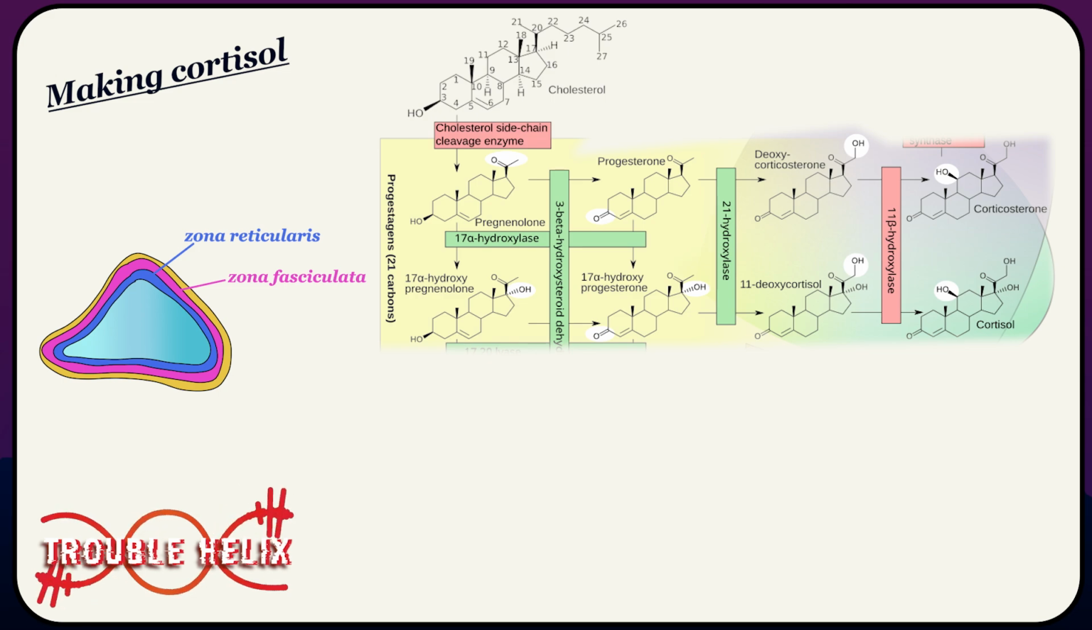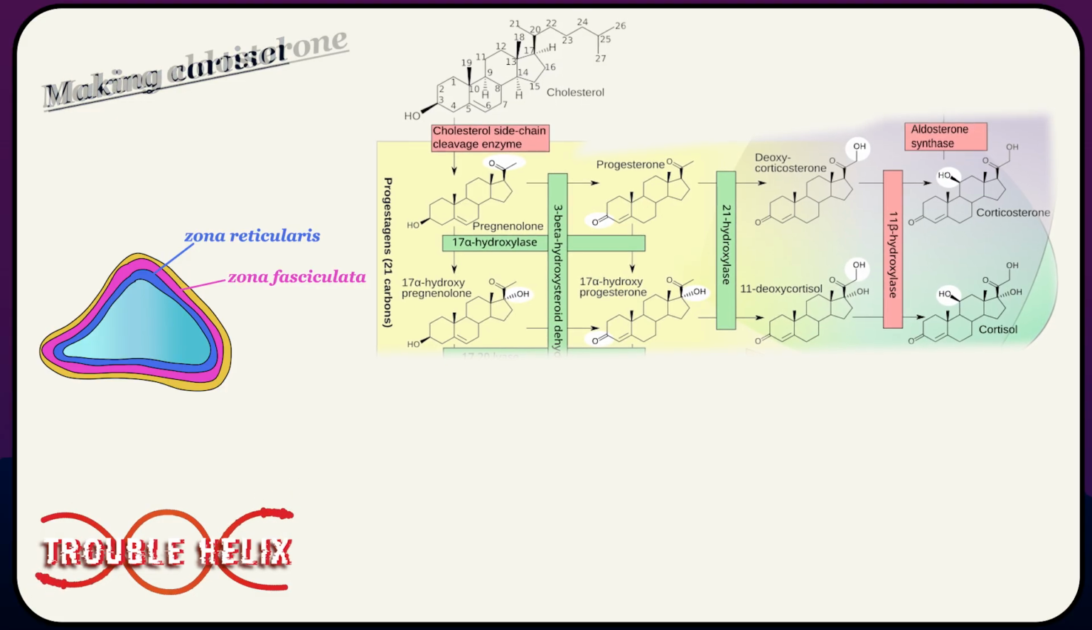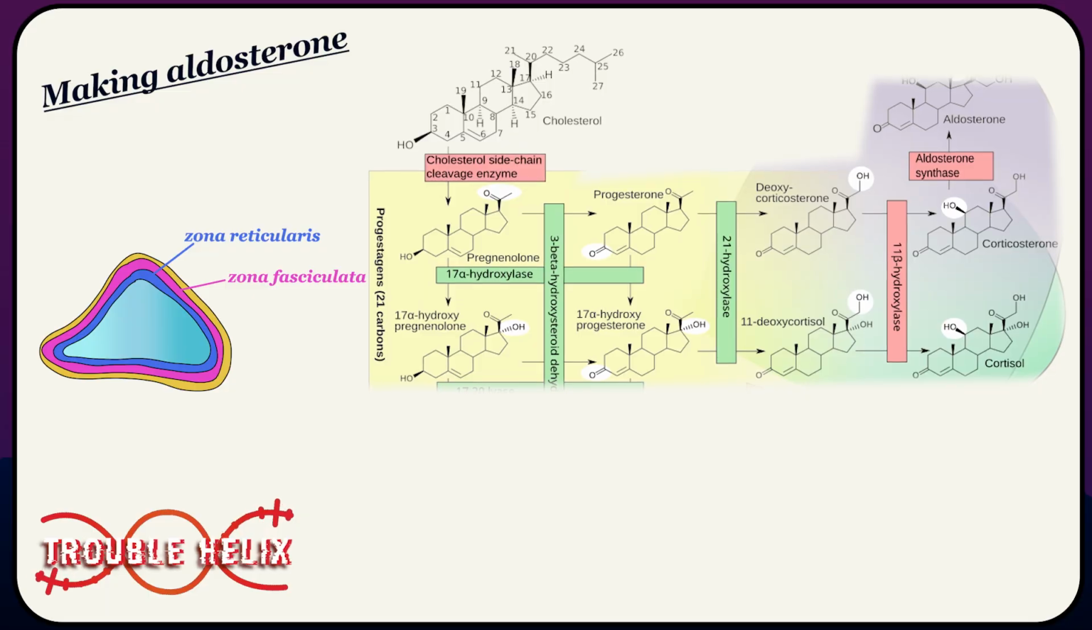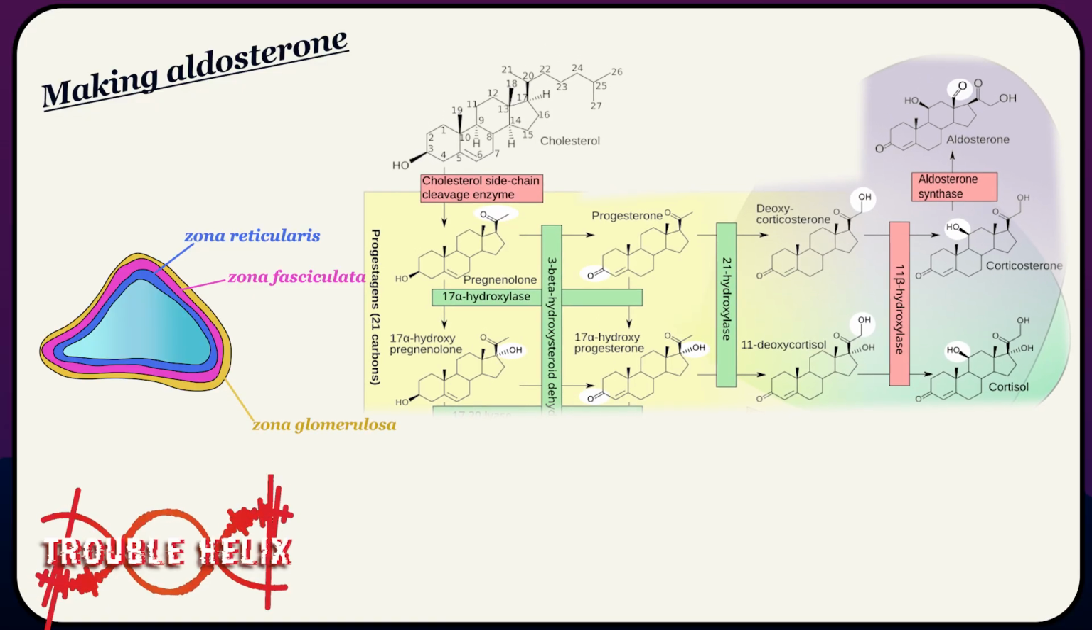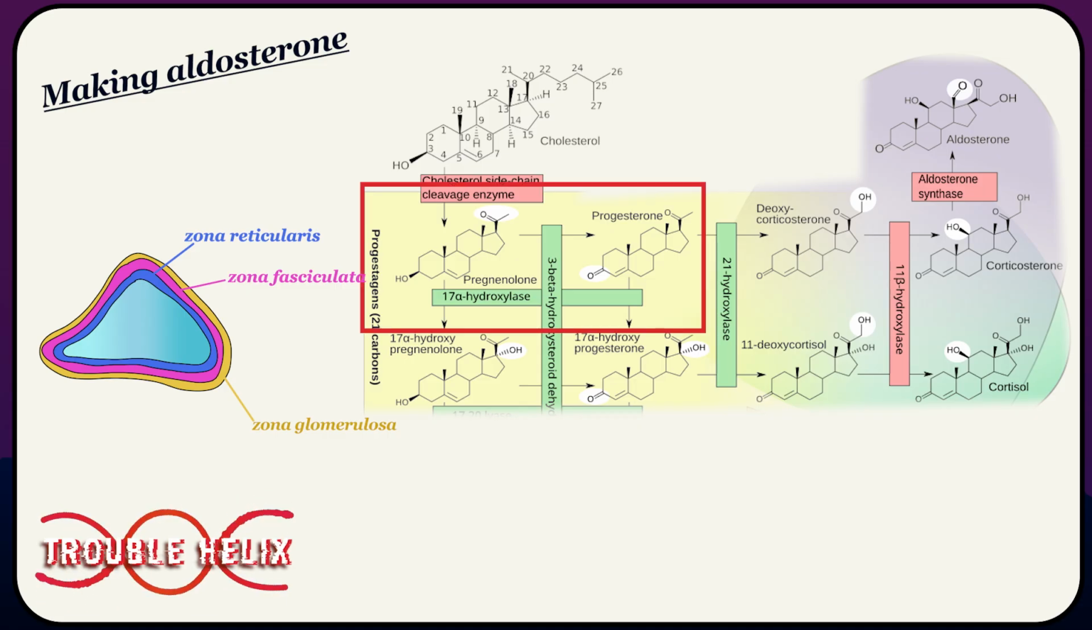The final, outer layer of the adrenal cortex is the most specialized. It can make something that no other cells of the body can make. The zona glomerulosa makes aldosterone. Here, our pregnenolone must be converted to progesterone with 3-beta-HSD. There's almost no 17-alpha hydroxylase here, so the creation of androgens or cortisol is unlikely.